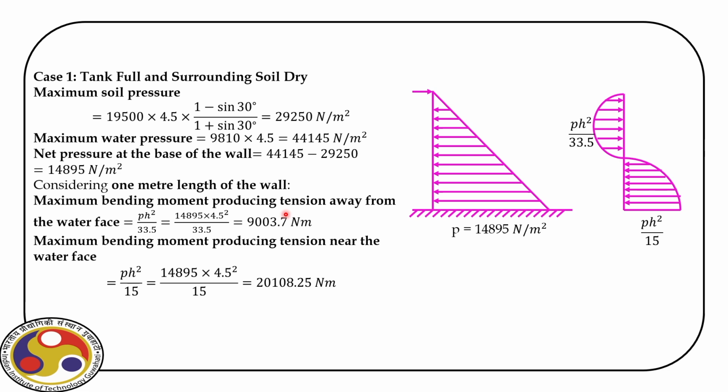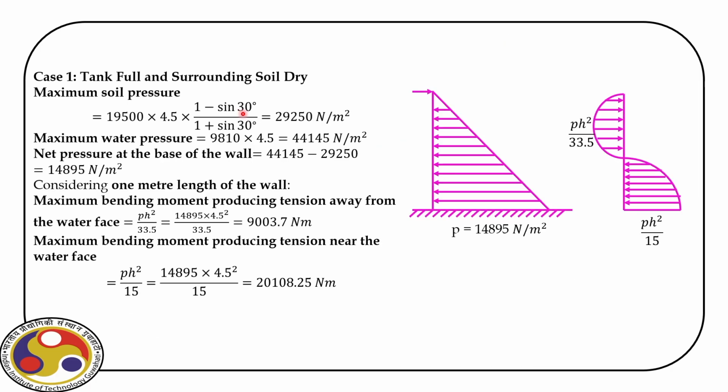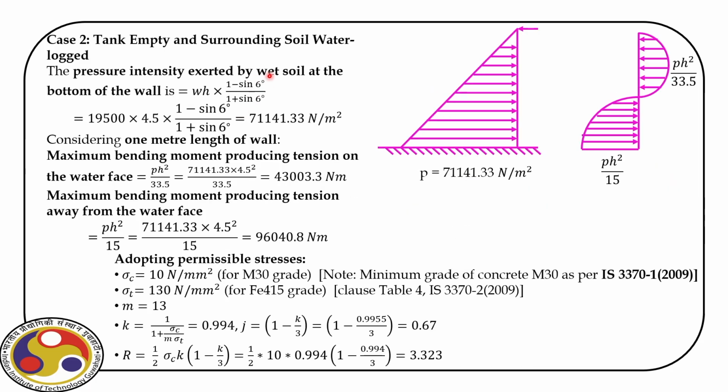Similarly, we can also repeat the same exercise for load case 2, but in this case the tank is empty, that means there is no water pressure from inside, and the surrounding soil is waterlogged, that means it is fully saturated. Now if that happens, theta, which earlier was 30 degree, now it is 6 degree, and for that the pressure intensity we can evaluate, and you can see the value, it is 71,141.33. We can ignore that small decimal part. So it is effectively 71,141 Newton per meter square.